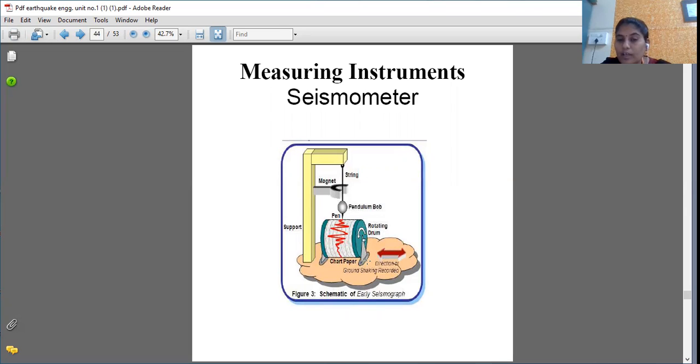So here, when the movement happens, ground shaking happens, because of this ground shaking this whole assembly is also going to be moved. Because the whole assembly is moved, at that depth the string, the pendulum bob and the pen are also going to be moved, and whenever this sense reaches the rotating drum, it also vibrates, and automatically the pen will draw a graph on the chart paper. Whatever graph is drawn here is nothing but a seismograph.